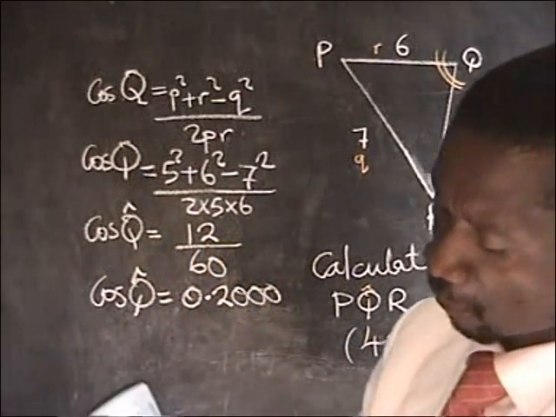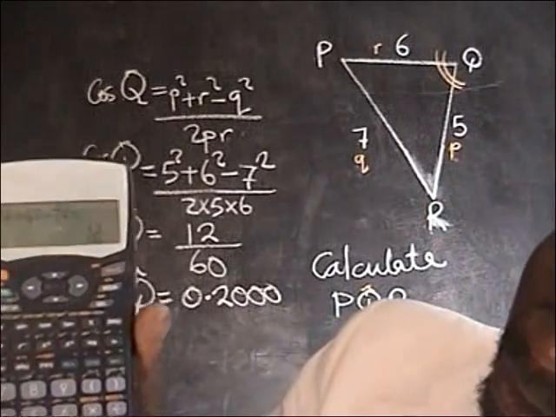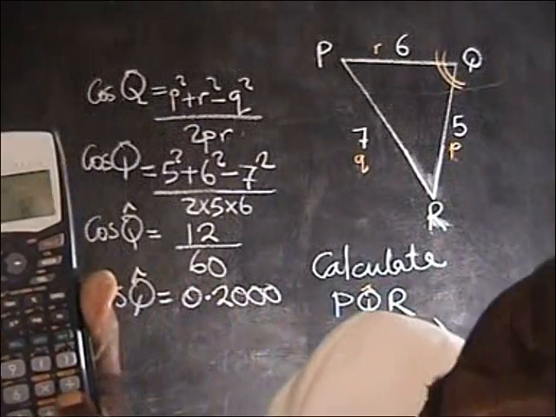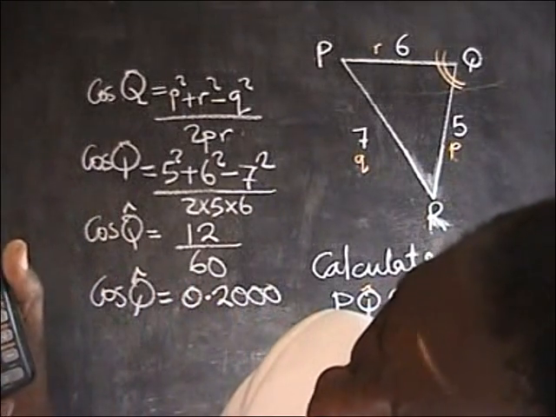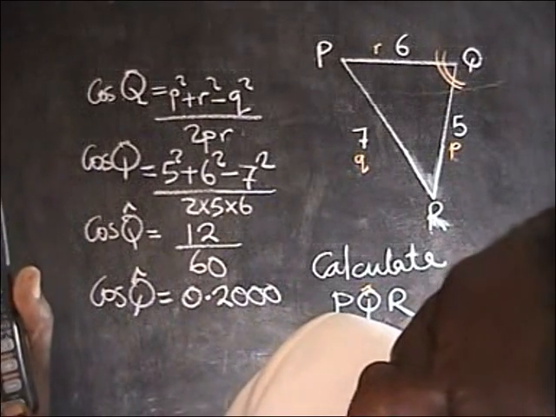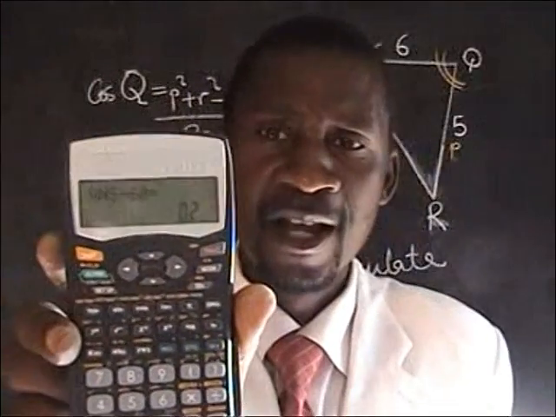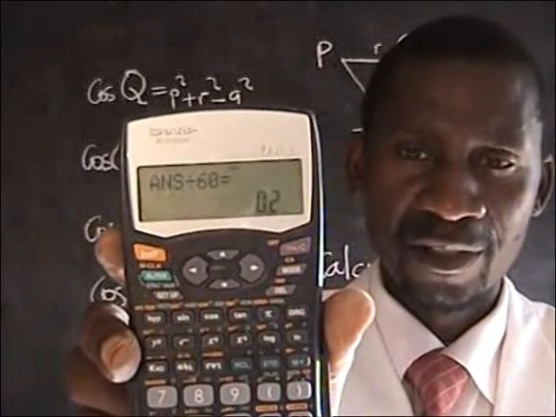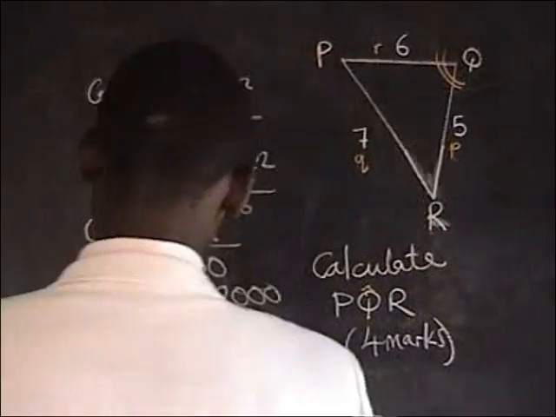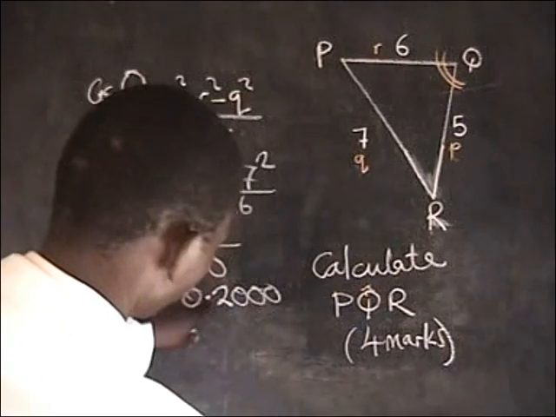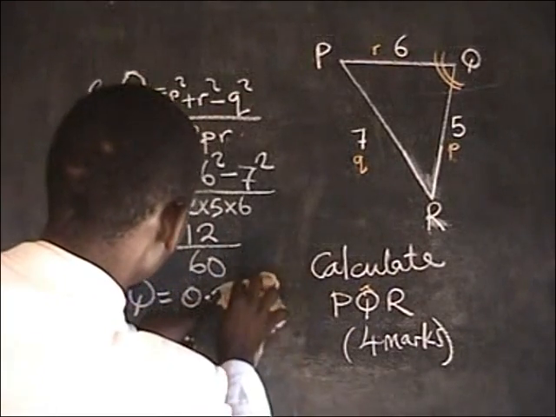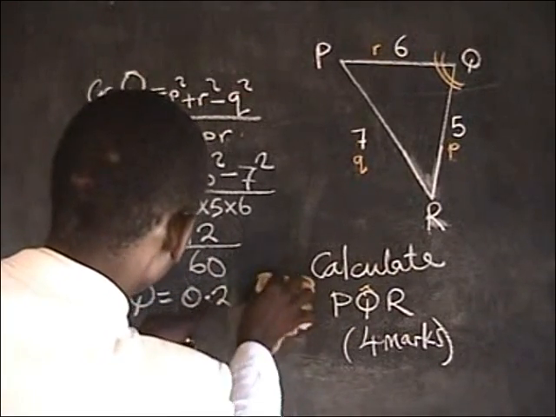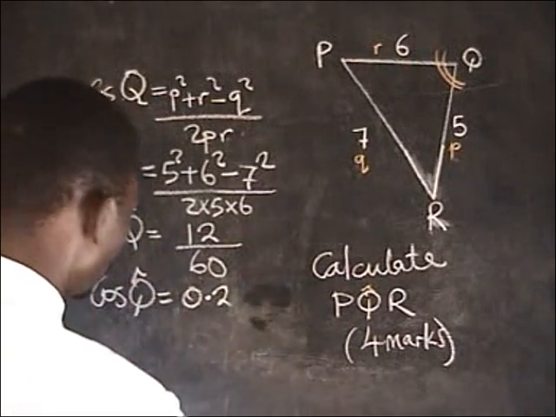So if you divide the 12 by 60, there is a 12 there already on display. All I need to do is to take advantage. Divide by 60. Then I press the equal sign. As you can see, this is 0.2. Now, 0.2, after the decimal point, you can have zeros, but these zeros are not significant. So from there, this is 0.2.